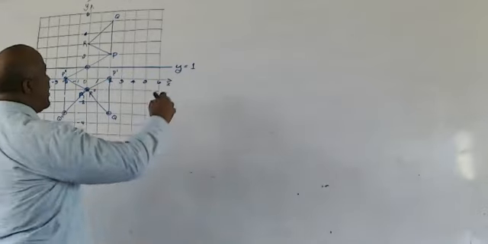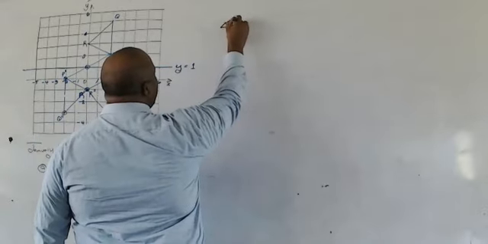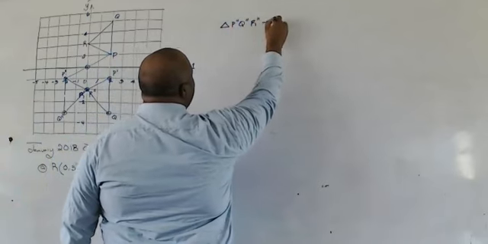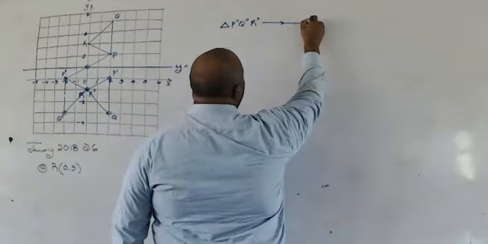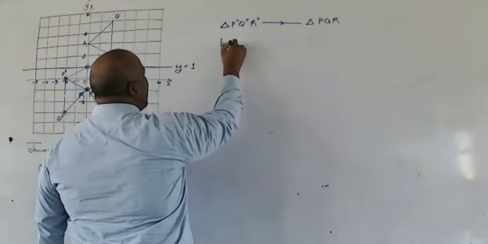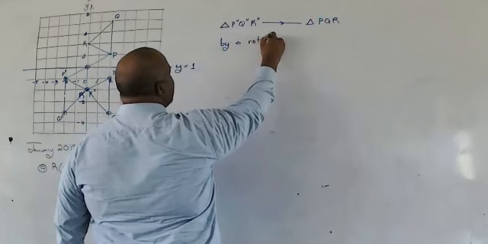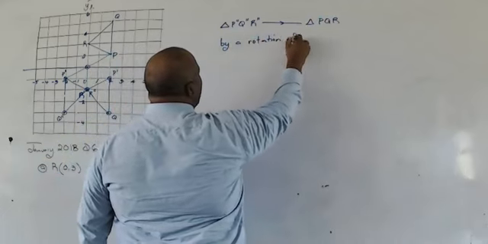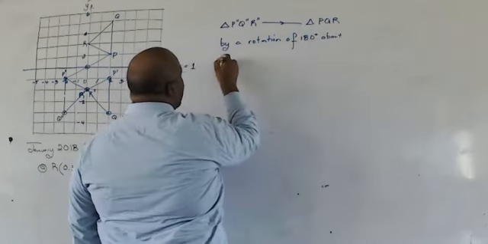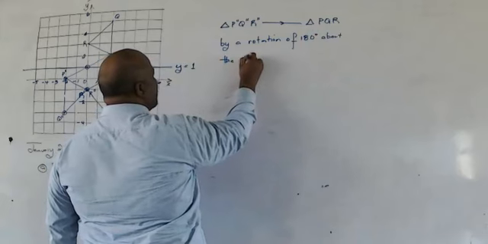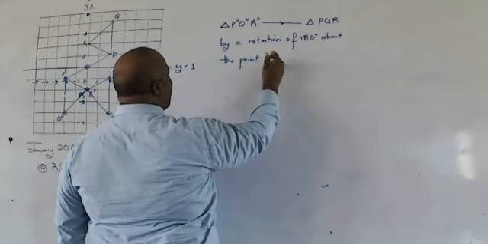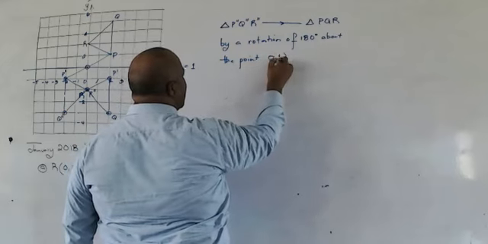So I could say that triangle P double prime, Q double prime, R double prime is mapped onto triangle PQR by a rotation of 180 degrees about the point 0, 1.